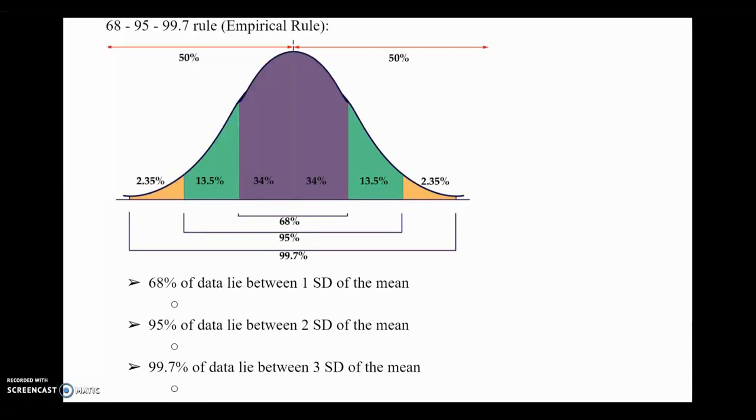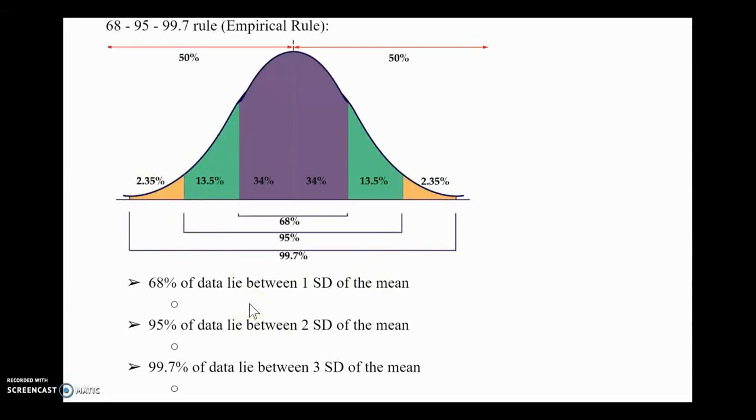Now, if you didn't understand why I said my score of 50 with a class average of 25 and standard deviation of 5 was very good, this will illustrate it. Here's the empirical rule, or sometimes referred to as the 68, 95, 99.7 rule. It just means that 68% of data lies within 1 standard deviation of the mean, 95% of data lies within 2 standard deviations, and 99.7% lies within 3 standard deviations.